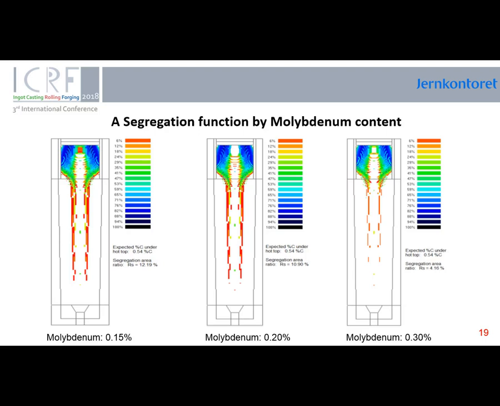In the following experiments, the molybdenum content taken into account is between 0.15 and 0.30%. This slide shows that the segregation area decreases from 20% to 4% with the increase of the molybdenum content from minimum to maximum value allowed. Because the decrease of segregation area is so significant with the variation of molybdenum within the limits of the steel specification, we can conclude that for this steel, the molybdenum content may be an element by which we can control the A-segregation.